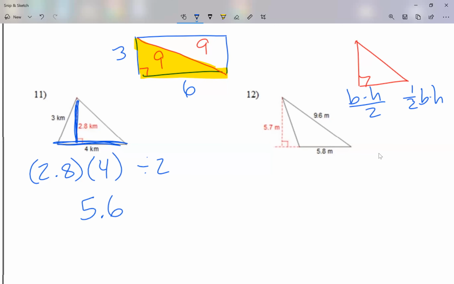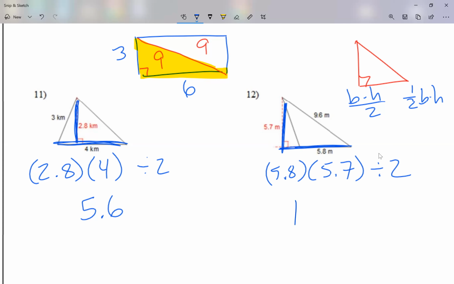Good. Now looking at number 12. I see my 90-degree corner is made by the numbers 5.8 and 5.7. So I'm going to go 5.8 times 5.7. Boom, I press enter. And then I press divide by 2. Now I press enter and I get 16.53.